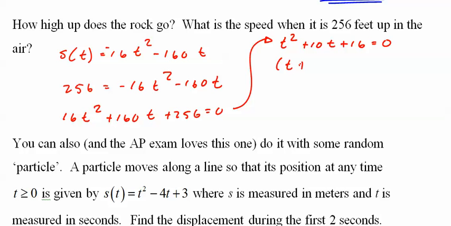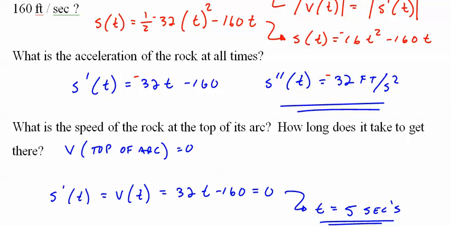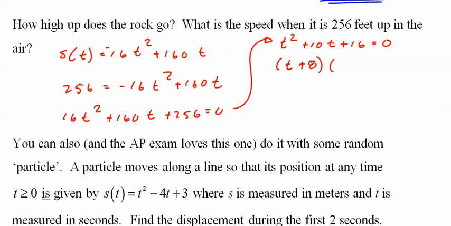T plus 8. And I must have made a mistake somewhere. Oh, it's positive 160. Go back up and check. I have not given you a better way to say watch out for your signs. I hope that's it. Good. T minus 8, T minus 2.